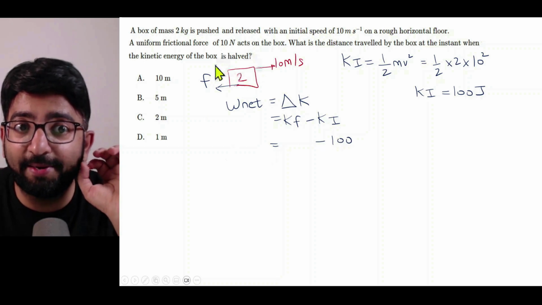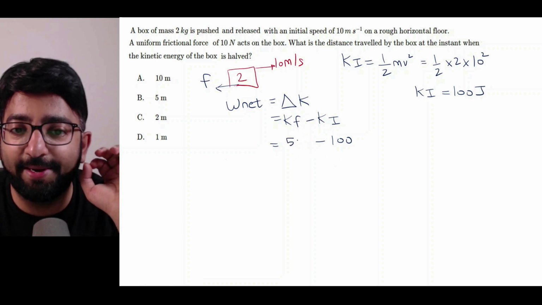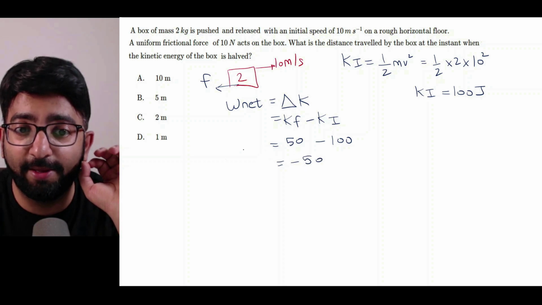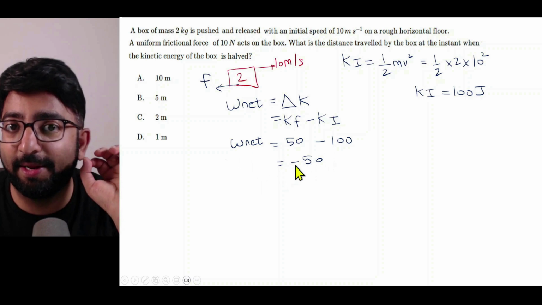Now the final kinetic energy is half of the initial. So half of 100 is 50. So final kinetic energy will be 50. 50 minus 100 comes out as negative 50. Hence, the total work done by forces acting on this object is negative 50 joules.